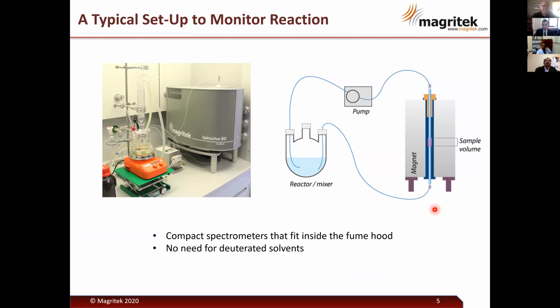So again, the benchtop NMR spectrometer fits easily inside the fume hood, and one big advantage of doing reaction monitoring with benchtop NMR is no need for deuterated solvent, since most of the benchtop NMR spectrometers are set up with a built-in external lock, so they don't need the deuterium in the deuterated solvent to lock, which means we can do reaction monitoring using just a regular protonated solvent that you normally run this reaction with, such as ethanol or ethyl acetate. So there's no need to use deuterated solvent.